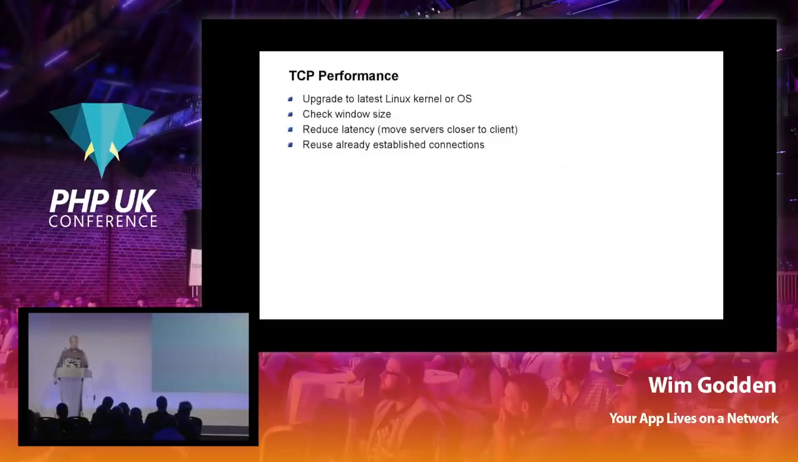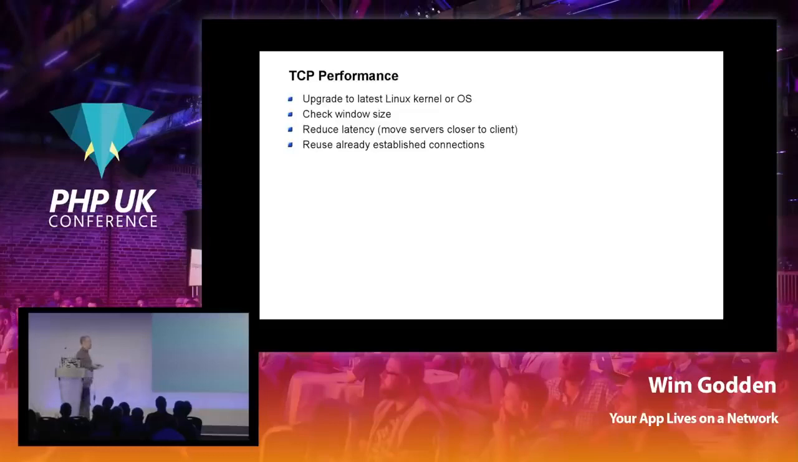So there's a couple of ways to upgrade your performance. Upgrade to the latest version. Check your window size, whether it's properly set. Reduce latency. Well, move your servers closer to your client. For example, if you're building a website and it's going to be used in the UK, don't put your servers on AWS in California. It makes no sense. Put them on a European instance of AWS.